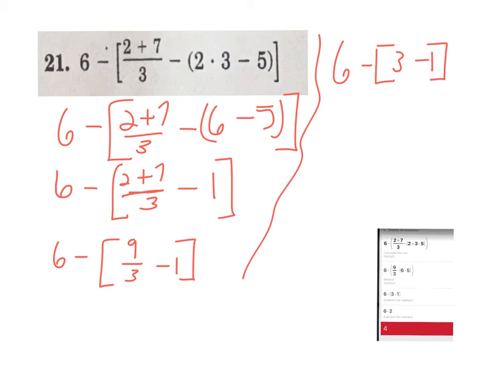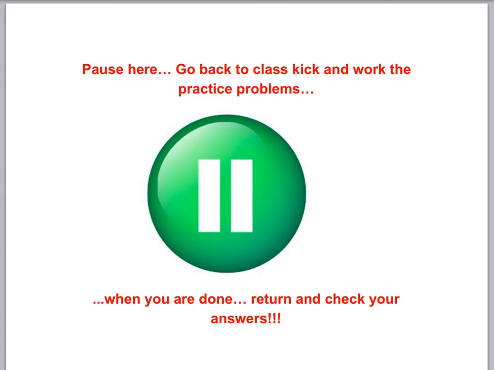Now let's deal with that inside one more time. 6 minus, well, 3 minus 1 is the number 2. Whew. Finally, out of grouping symbols. And 6 minus 2 is 4. There's that one. That's a fun one. I like it. Go ahead and pause, head into class kick.